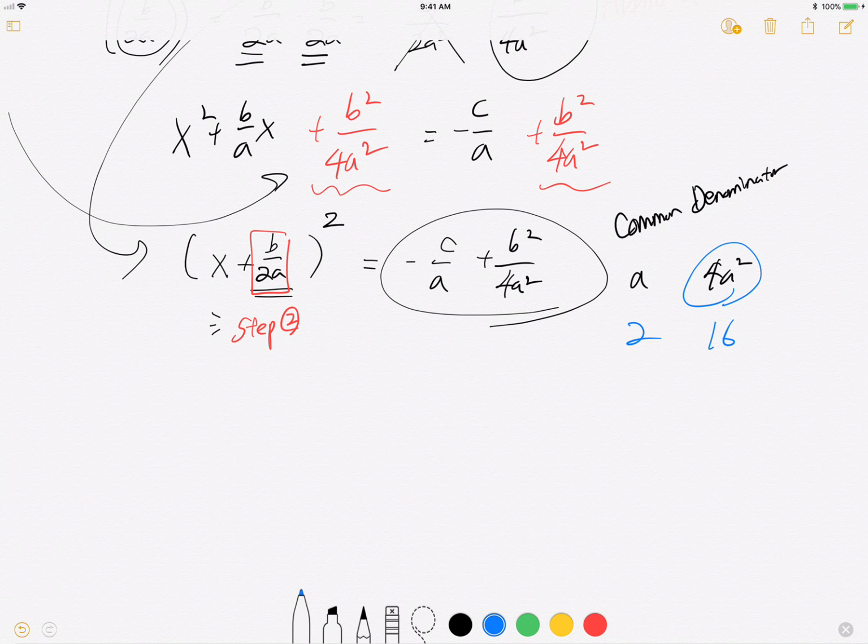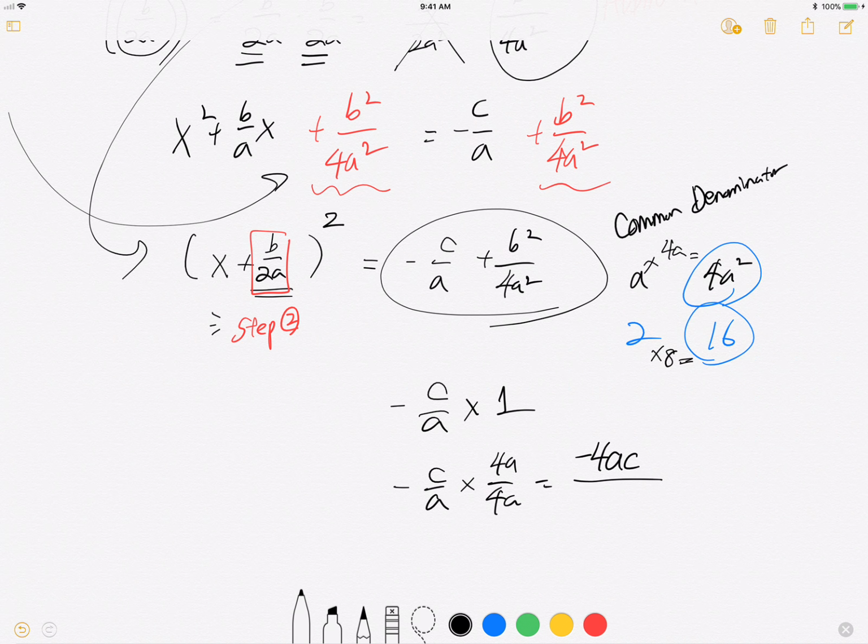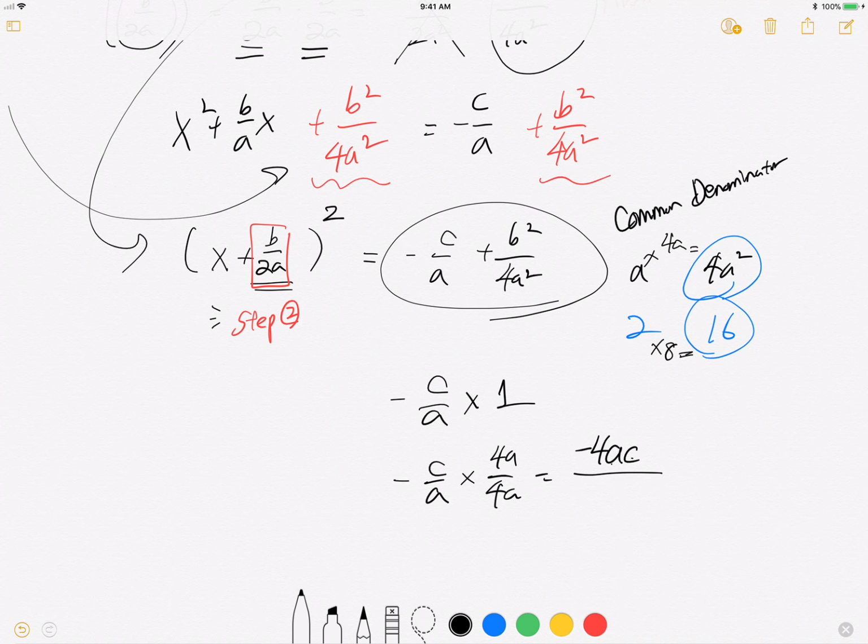Just like between 2 and 16, the bigger or larger number was usually the common denominator. And it happens so that it's very easy for me to get to 16 when I just multiply by 8. So what do I multiply to a to get 4a squared? 4a. So I'm going to multiply negative c over a by a form of 1: negative c over a times 4a over 4a, which gives you negative 4 times a times c, keep it in alphabetical order, over 4a squared.